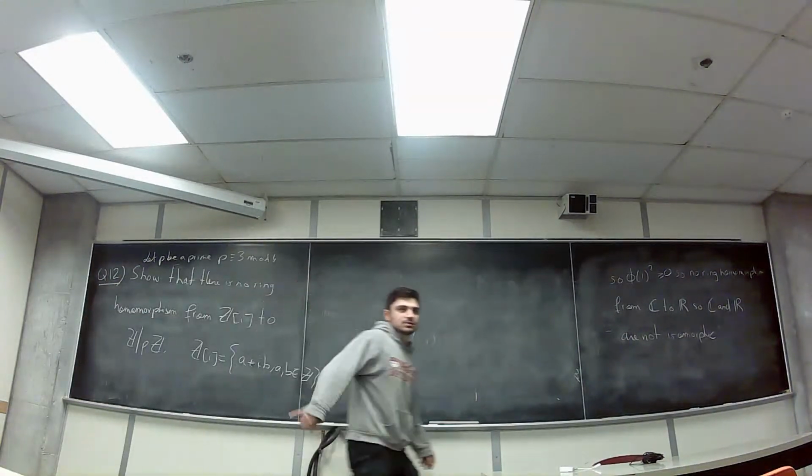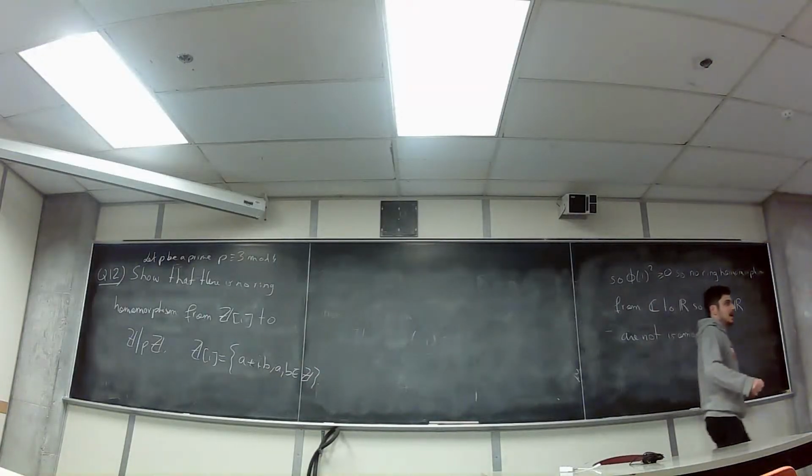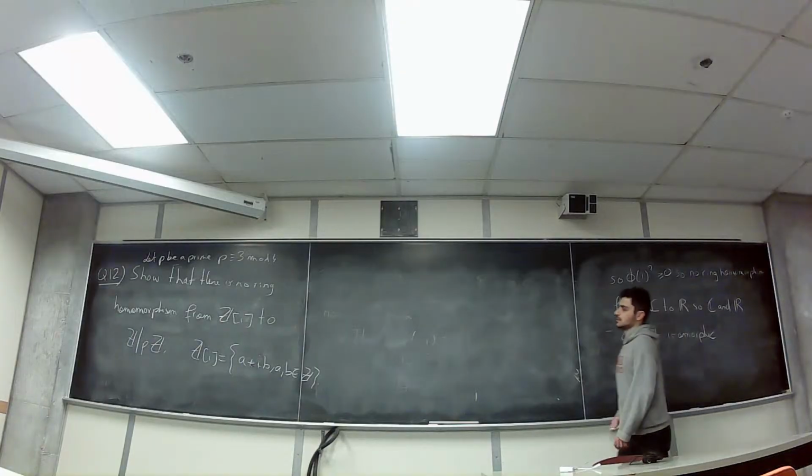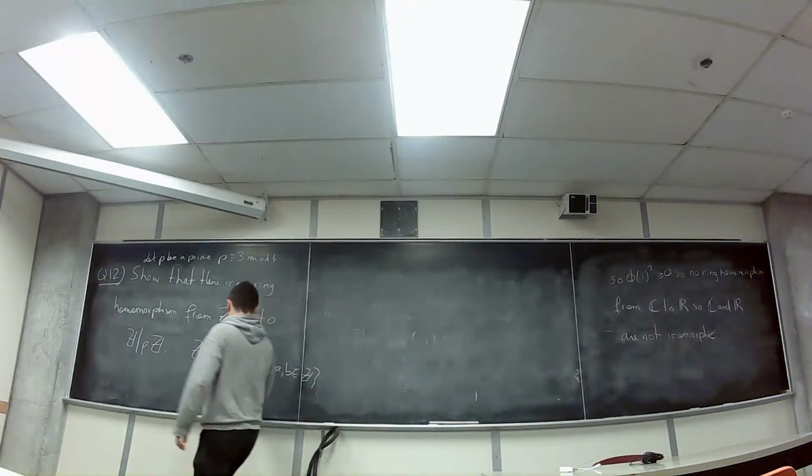Now, you can convince yourself that this is a ring. Add a plus ib plus c plus id, you get a plus c plus i times b plus d. Is i the symbol where i squared is minus 1? Exactly. i squared is minus 1. It is the imaginary unit. So i squared.